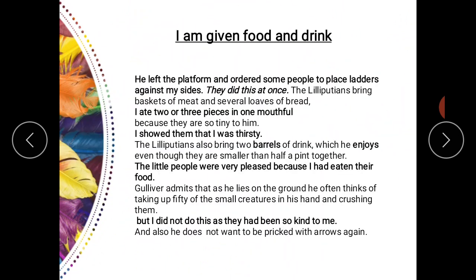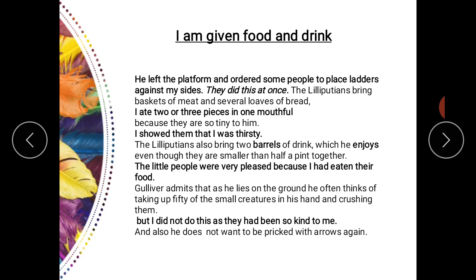I am given food and drink. He left the platform and ordered. That important person left the platform and ordered some people to place ladders against my sides. Who is this, my children? Gulliver, obviously. They did that at once.